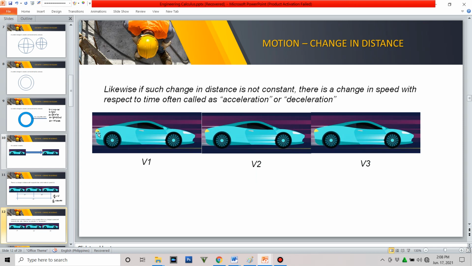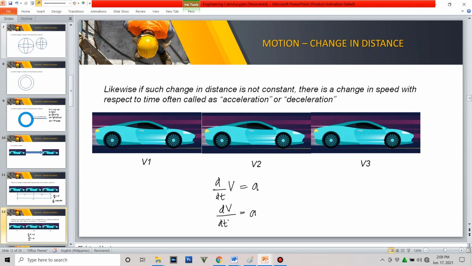Likewise, if such change in distance is not constant, there is a change in speed with respect to time that is often called acceleration. So meaning, if we have d over dt, or time rates with respect to the speed, this is what we call acceleration. And as I've written a while ago, this is supposed to be velocity, and this shall be dv over dt is equal to acceleration.